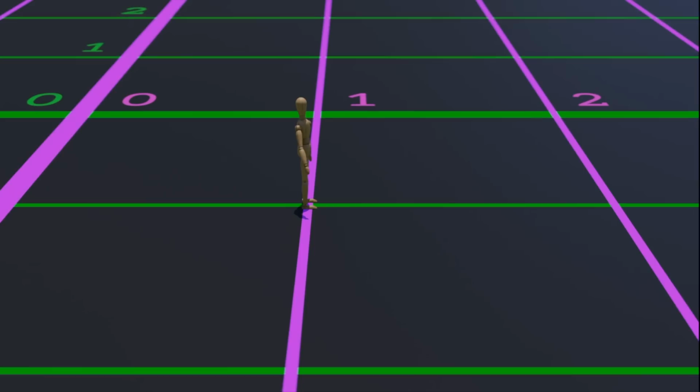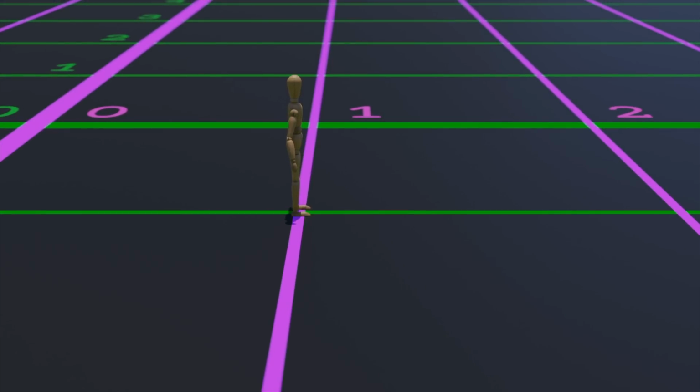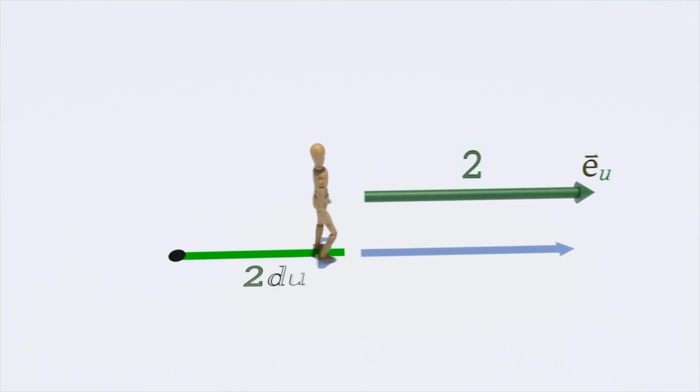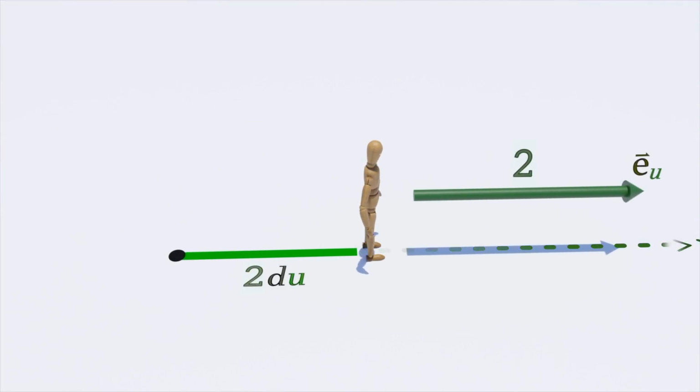What this basis vector tells the observer is that if they move a small unit of coordinate distance du in the parametric space, they will move twice that distance on the manifold in the direction that the EU vector is pointing.